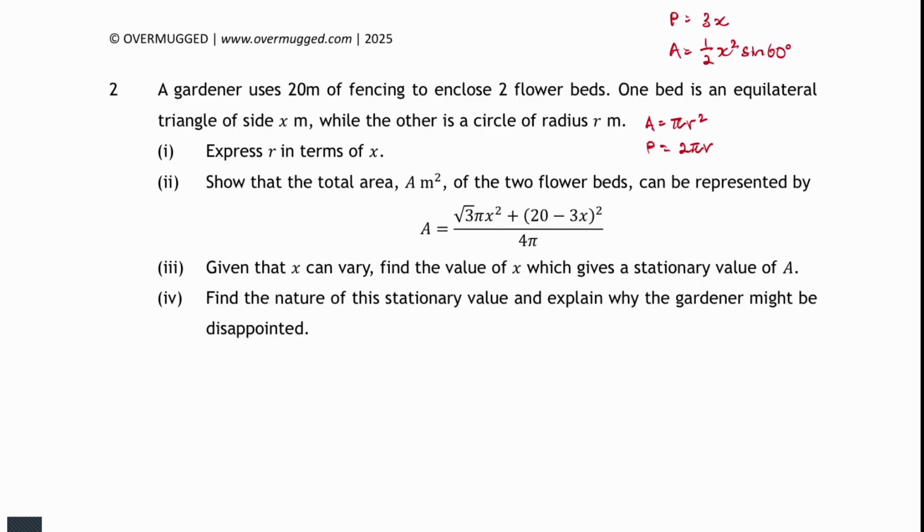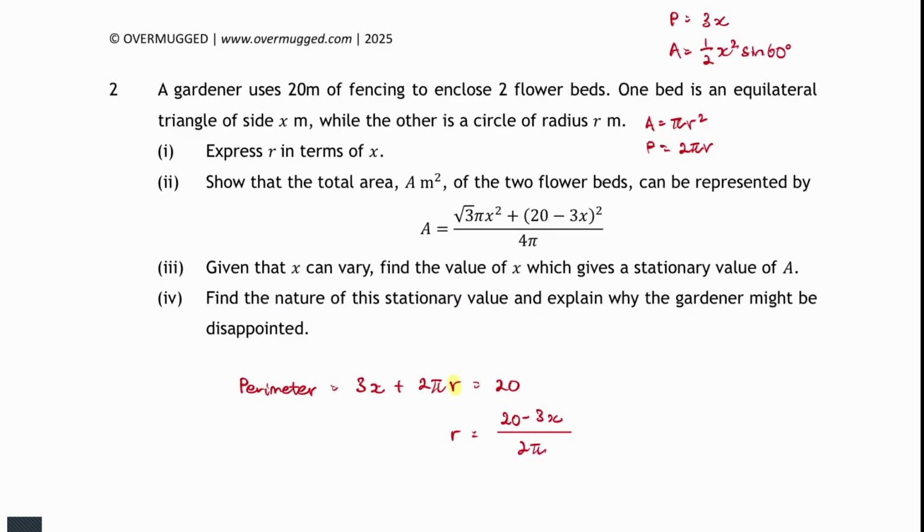So we just add the 2 perimeters. The perimeters, we add both up, then we will have 3x plus 2 pi r, and 3x plus 2 pi r gives me 20. Then the question says, can you make r the subject of the formula? So we shift the 3x to the right hand side, then we divide everything by 2 pi. r will be equal to (20 minus 3x) divided by 2 pi. Done.